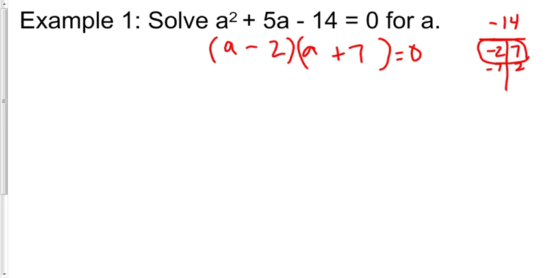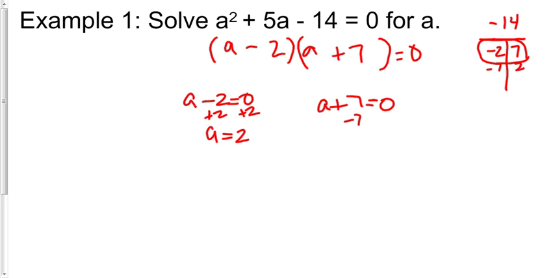Once you have it factored, you're going to set each factor equal to 0. So we've got two factors here. The first one is a minus 2, set it equal to 0. The second one is a plus 7, set it equal to 0. Now you solve these little mini equations and you get your two solutions. The solution here would be a equals 2, because I'm going to add 2 on each side. And over here, I'm going to subtract 7 on each side. 0 minus 7 is negative 7. So my two solutions are positive 2 and negative 7.